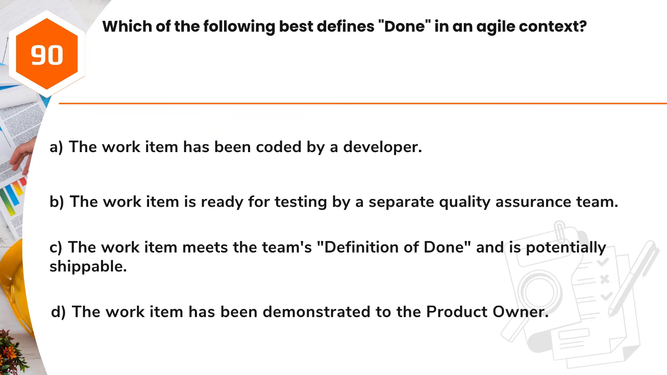Question 90. Which of the following best defines done in an agile context? A. The work item has been coded by a developer. B. The work item is ready for testing by a separate quality assurance team. C. The work item meets the team's definition of done and is potentially shippable. D. The work item has been demonstrated to the product owner.